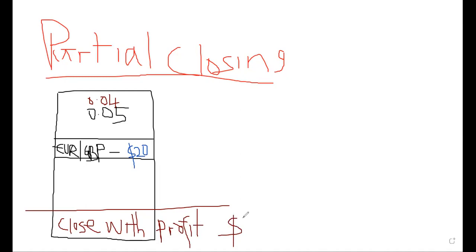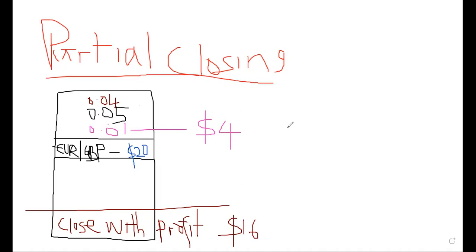$16. Do you know why $16? It's $16 because you have reduced this lot size to what? 0.04. But guess what? You still have 0.01 running in the market. So this 0.01 running is left with $4.